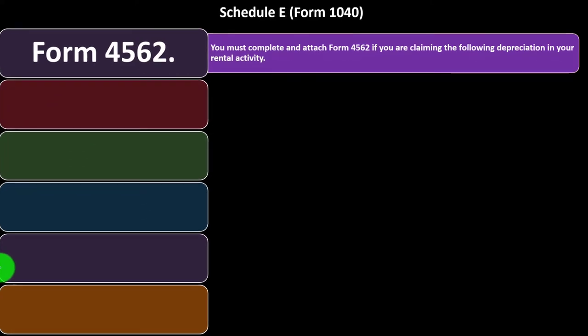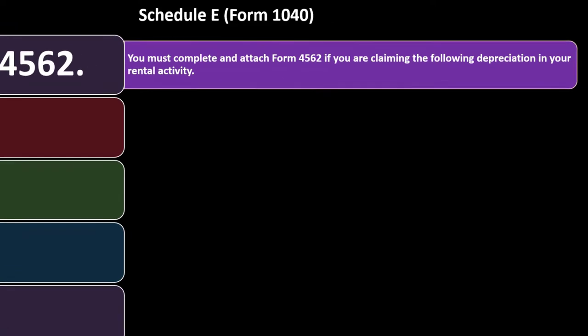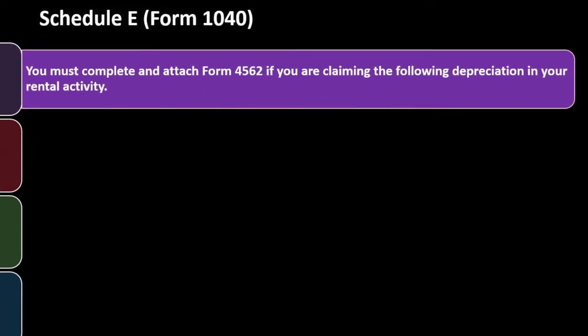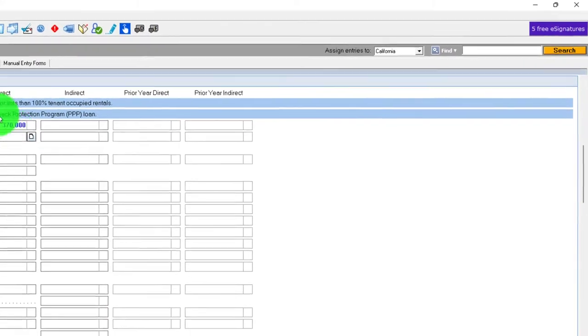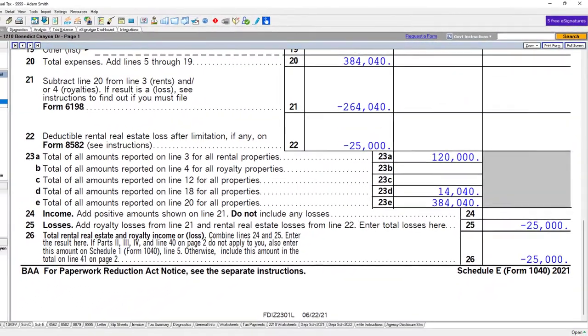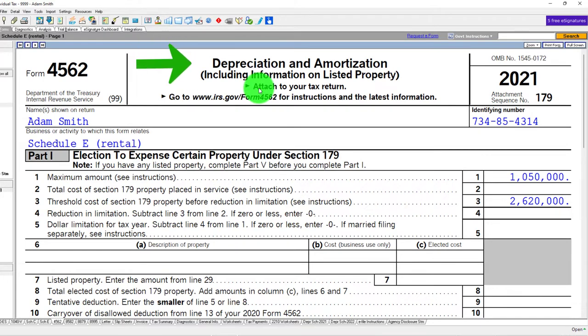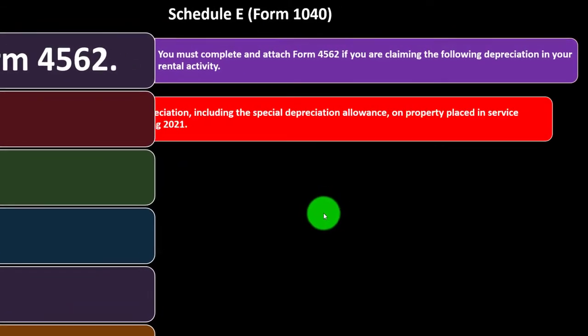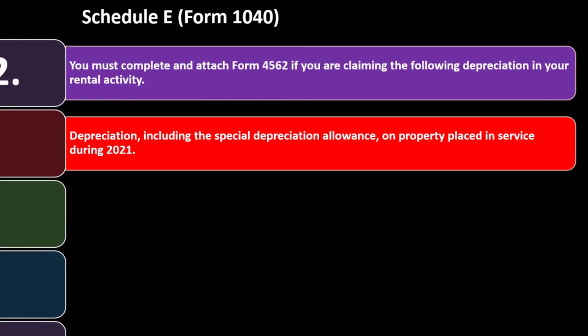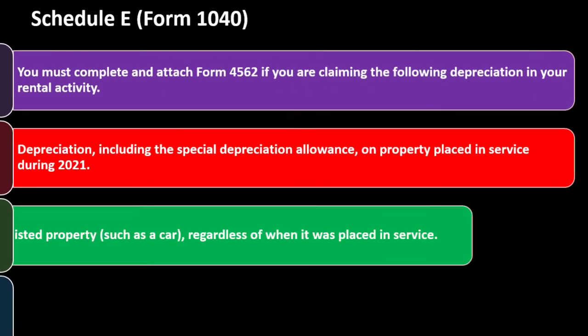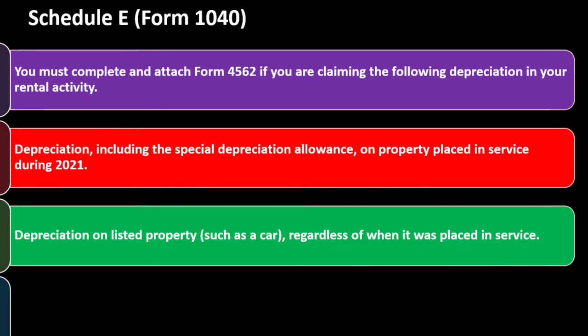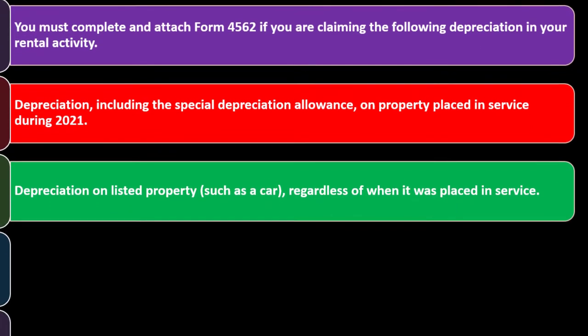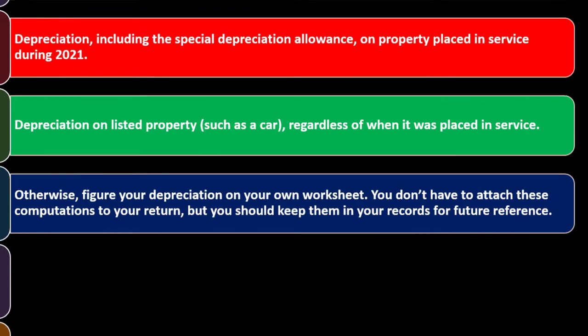You must complete and attach Form 4562 if you are claiming the following depreciation in your rental activity. So Form 4562, just to take a look at that, is the depreciation and amortization. We looked a little bit at the depreciation schedules in prior presentations. So then we've got depreciation, including the special depreciation allowance on property placed in service during 2021, and depreciation on listed property, such as a car, regardless of when it was placed in service. Otherwise, figure your depreciation on your own worksheet, which is basically those other worksheets. Typically, you're going to be using your software to help you out with those worksheets.